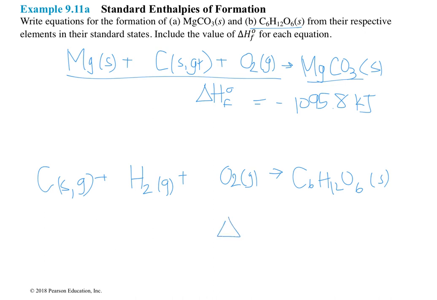First, we'll look up the delta HF for glucose. It doesn't matter the order, but we can look it up from the table, and it will be negative 1273.3 kilojoules per mole. So we do need to balance it. We do want to make sure that our product has a 1 value at the front. So we will make fractions for our reactants as necessary. So 1 magnesium, 1 carbon, that's good. We need 3 oxygen, so I'm going to multiply this by 3/2. And then for glucose, I have 6 carbons. I'm going to need 6 hydrogen molecules to make 12.